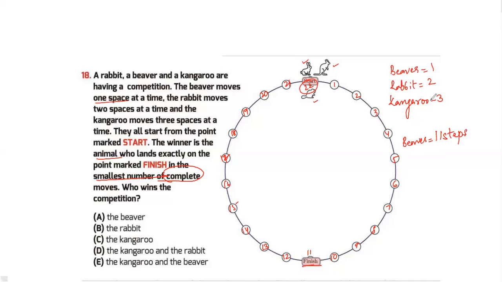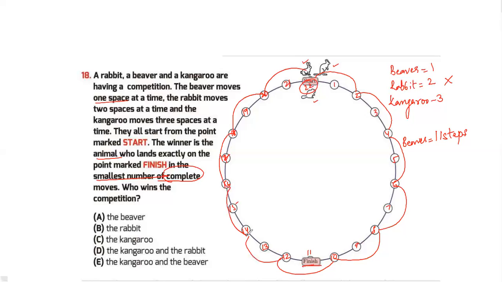Now, as far as the rabbit is concerned, since it moves 2 and 11 is never a multiple of 2, the rabbit will never be able to make it. If he starts from here, it'll always be 2, 4, 6, 8, 10, 12. So he'll always miss, he'll never finish on the finishing line. It'll go 14, 16, 18, 20, 22, and then again it'll start. So the rabbit will never be able to touch the finishing line.